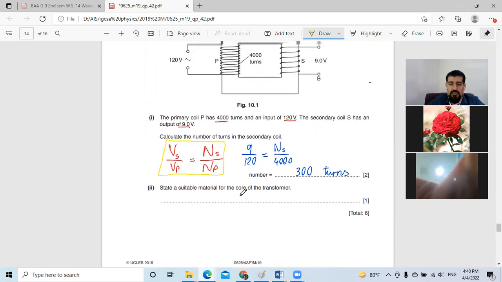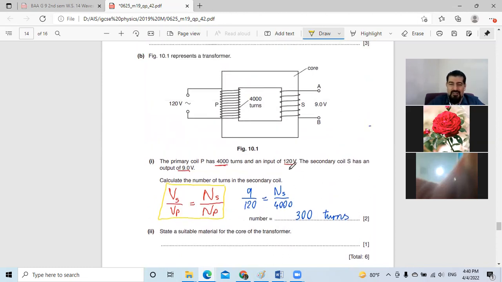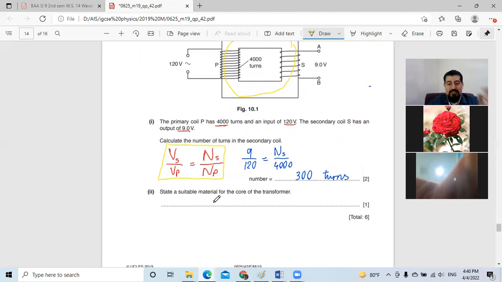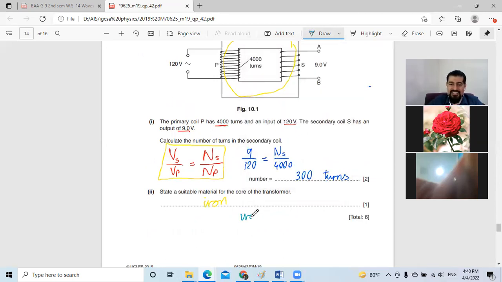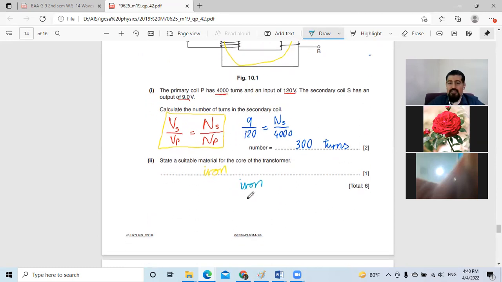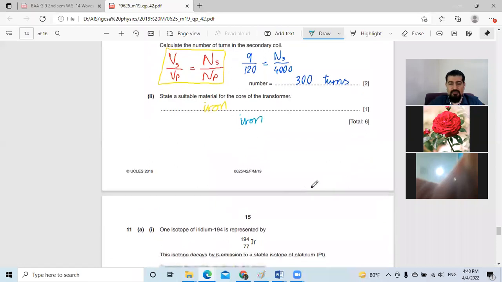State a suitable material for the core of the transformer. This core is supposed to be made of a temporarily magnetized material or a permanently magnetized material. Temporary magnetized material, which is iron, exactly. Thank you, a lot of you. Saja, Ahmad, Anfal, Marwan, all of you sent me the correct answer. It's supposed to be iron.